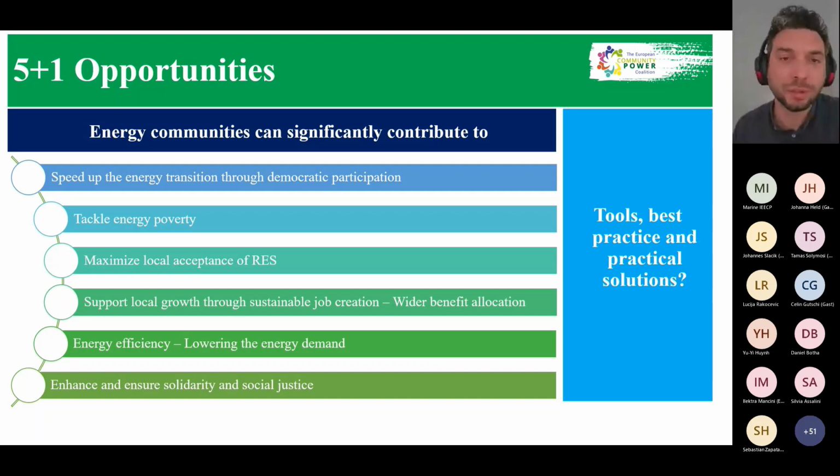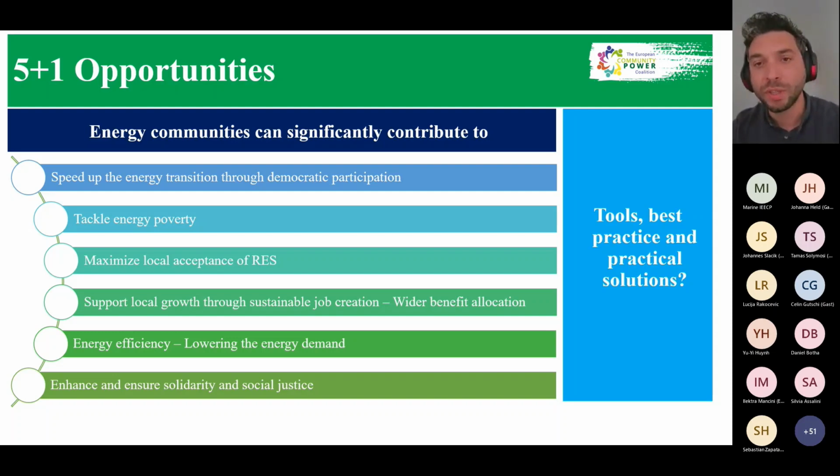Now, in the field of opportunities, energy communities can significantly contribute to speeding up the energy transition through democratic participation, tackle energy poverty, as we just mentioned, maximize local acceptance of renewables, support local growth through sustainable job creation, and that leads to a wider and more just benefit allocation, energy efficiency in order to lower the demand, and this is something that we need to also examine and explore, and of course to enhance and ensure solidarity and social justice, because energy communities have the potential to become the catalyst for the transformation that is needed not only to achieve the energy and climate goals, but also to change the organization and function of our local communities and societies in terms of collaborating.